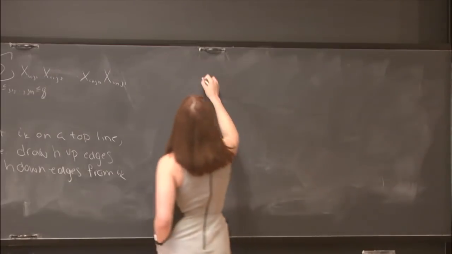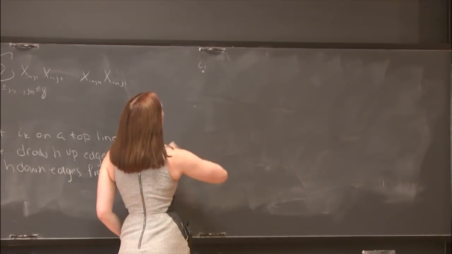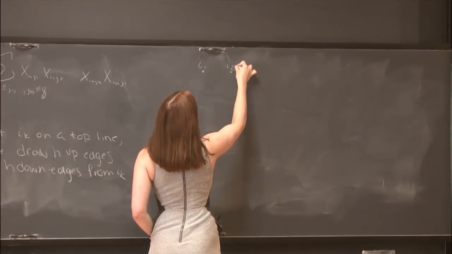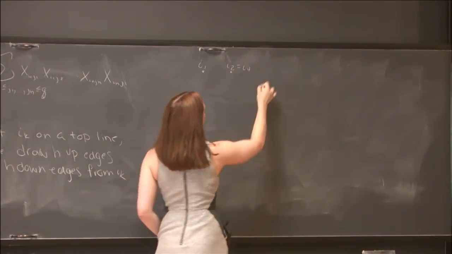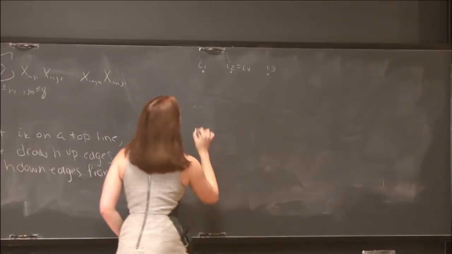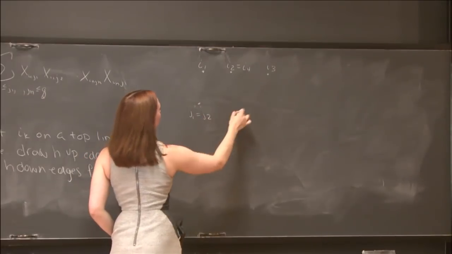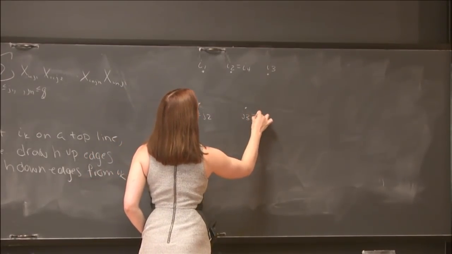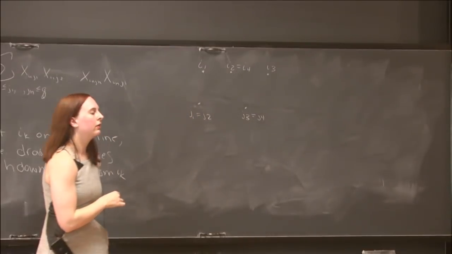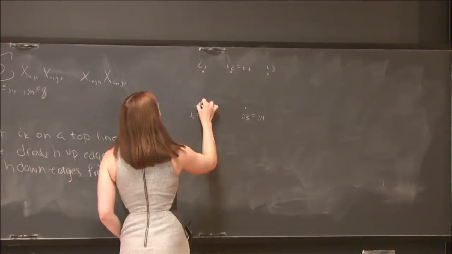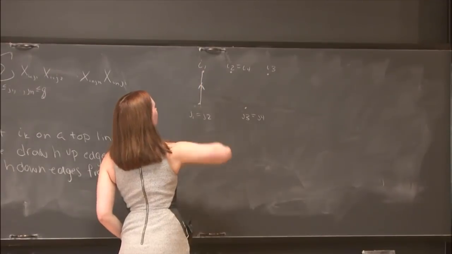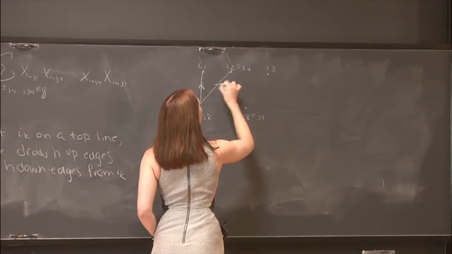So I can plot the i's. They don't have to be distinct, so maybe I2 overlaps with I4. I'll plot the j's on the bottom, maybe J1 and J2 overlap, J3 and J4 overlap. Okay. Then I draw up edges from JK to IK.